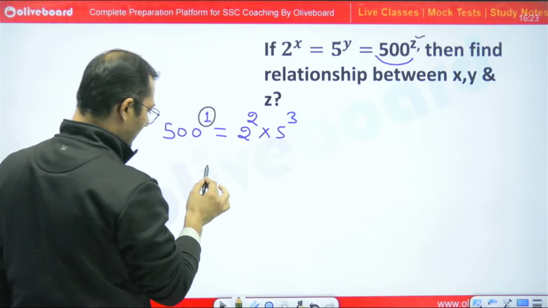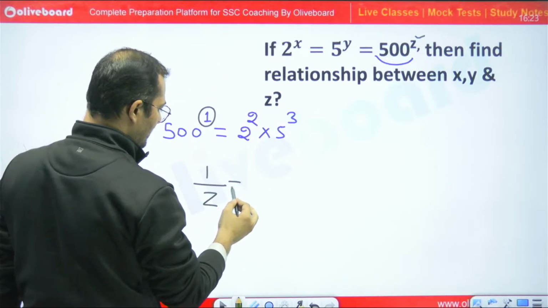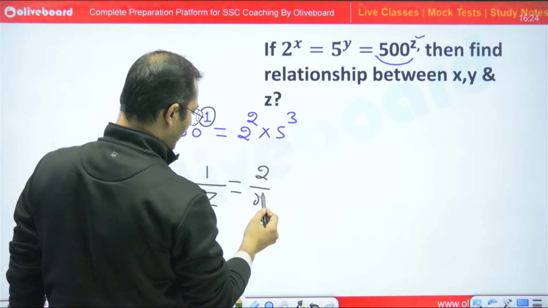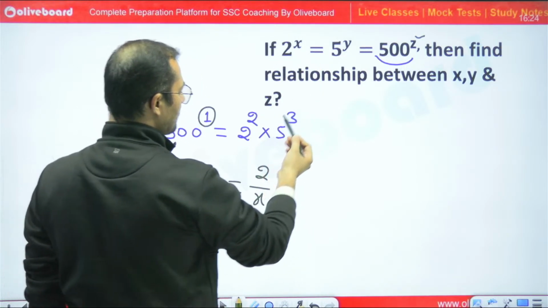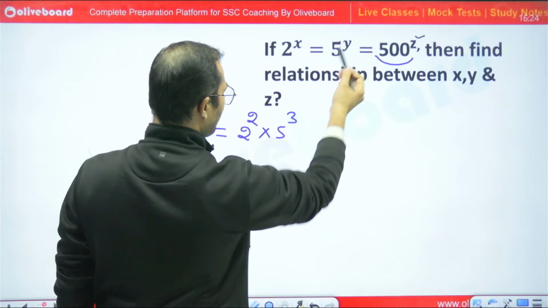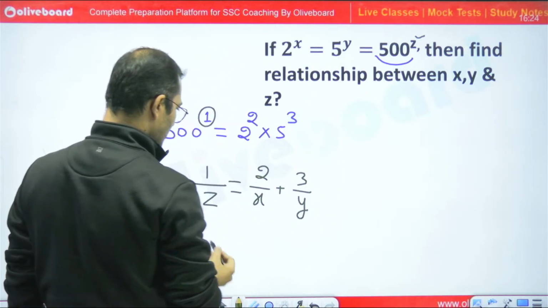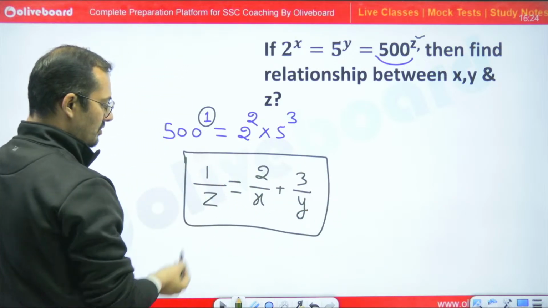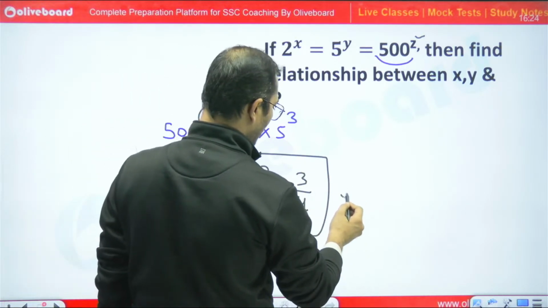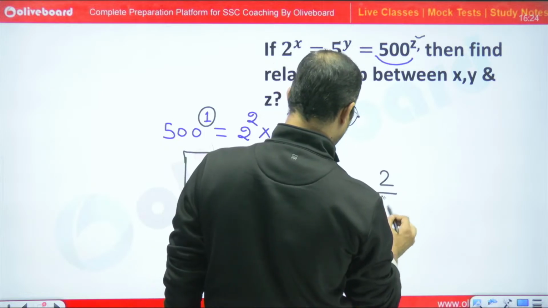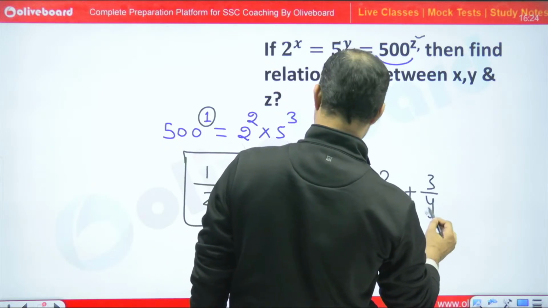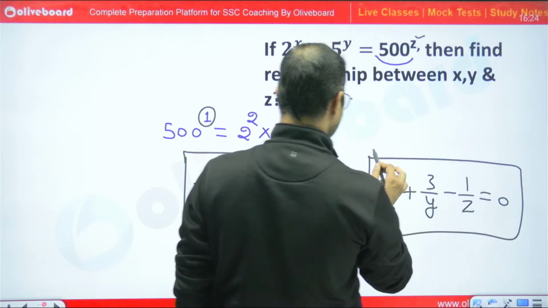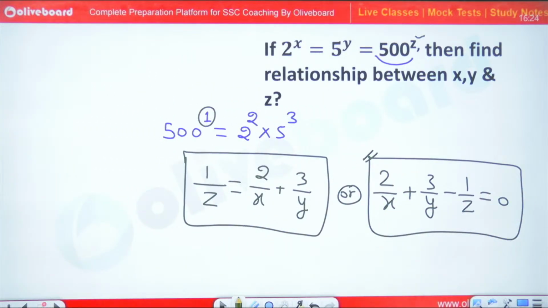The variable power will come in the denominator, so 1 upon z is equal to what? 2 to the power 2, here 2 to the power x, so 2 upon x, plus 5 to the power 3 and 5 to the power y, so 3 upon y. So we can write the relationship between x, y, z as 2 upon x plus 3 upon y minus 1 upon z is equal to 0. So this is the relationship among x, y, z.